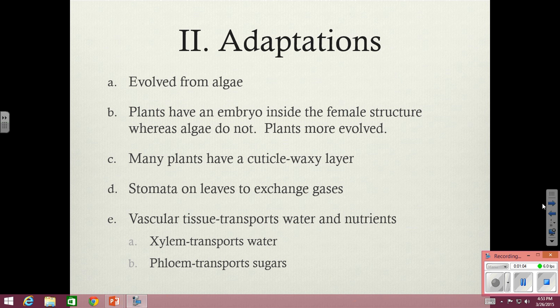So in humans, our vascular tissue is like our blood vessels to help transport blood. And in a plant, it's xylem and phloem. Xylem is for water. They're going to be a little bit thicker, bigger tube. And phloem are a little bit smaller tubes, but meant for sugar.